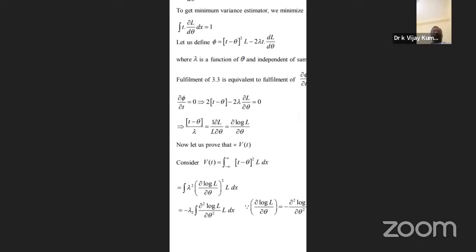Now let us prove that V of T. Consider V of T is equal to integration from minus infinity to infinity of (t minus theta) whole square L dx. So therefore, integration of lambda square (dou log L by dou theta) square L dx. Lambda we take outside. So the formula is: integration of dou square log L by dou theta square, minus dou square log L by dou theta square.